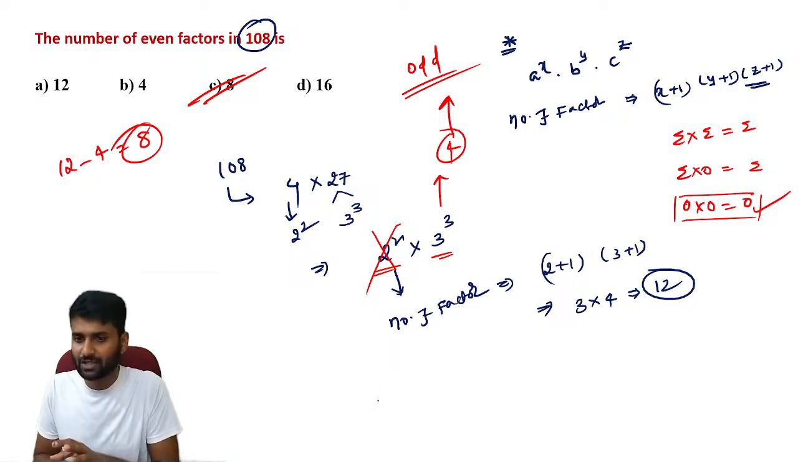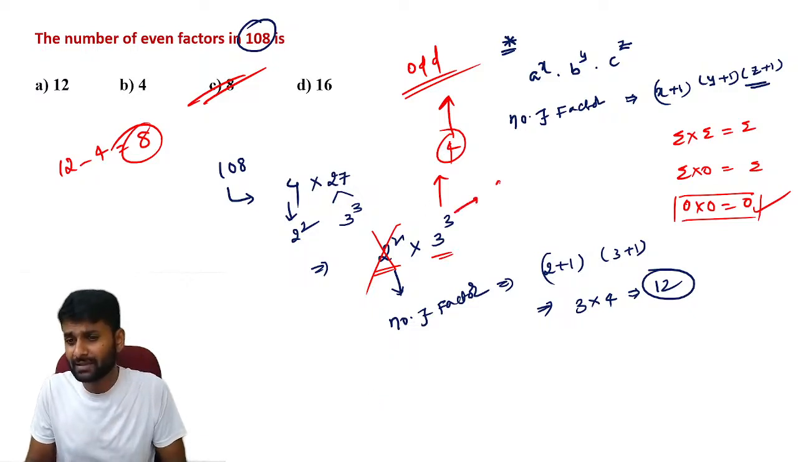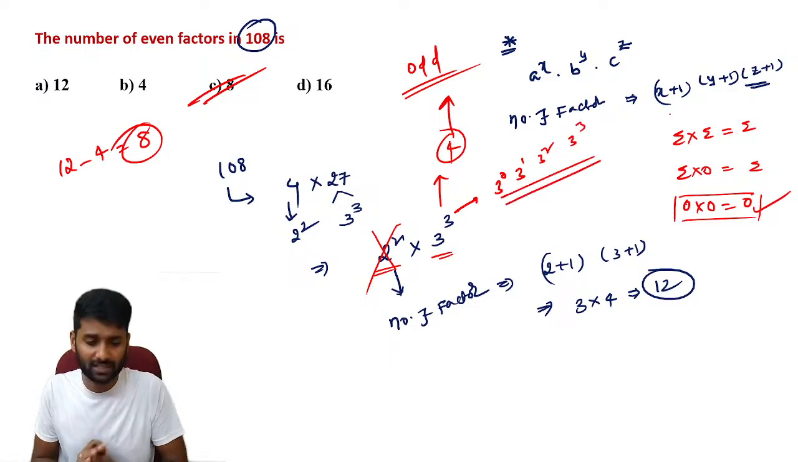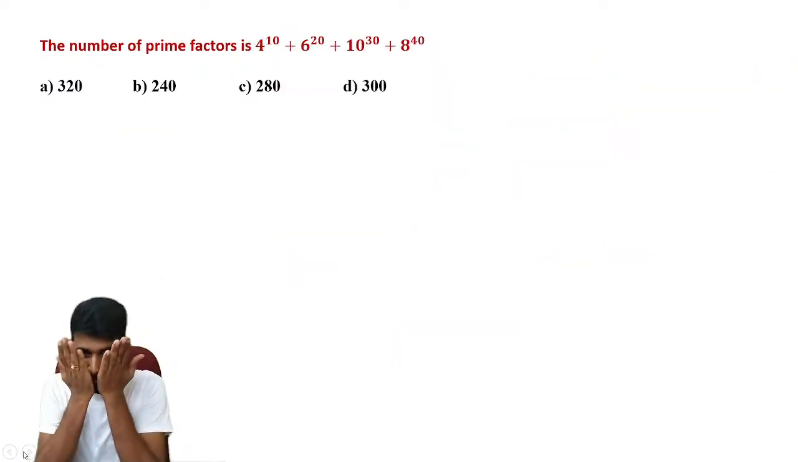Finally, it is left with the 3 cube. 3 cube is exactly divisible by 3 power 0, 3 power 1, 3 square and 3 cube. These are the 4 factors of 3 cube. And out of 12 factors, 4 are odd factors. What about the even factors? 12 minus 4 is equal to 8. Go through this question.